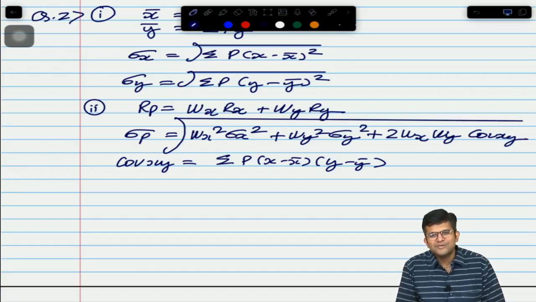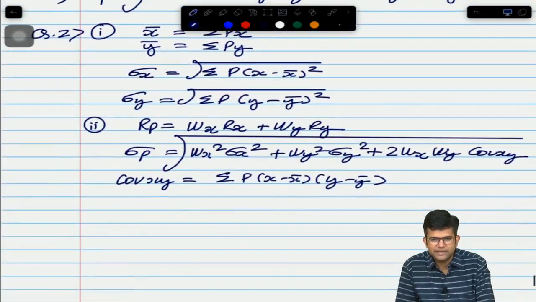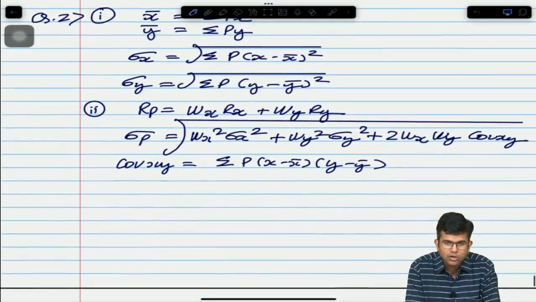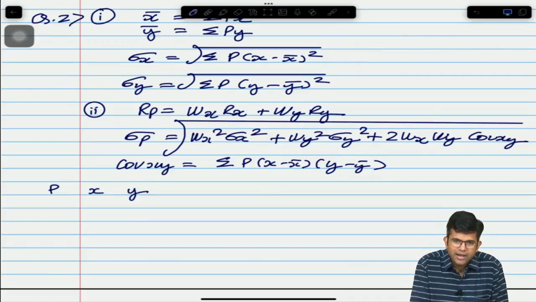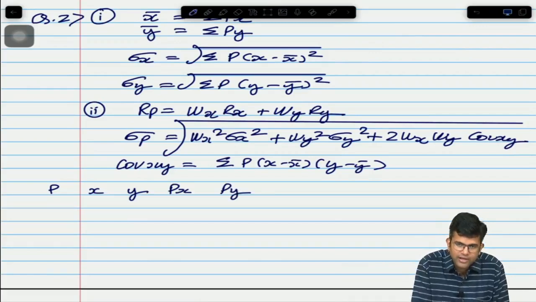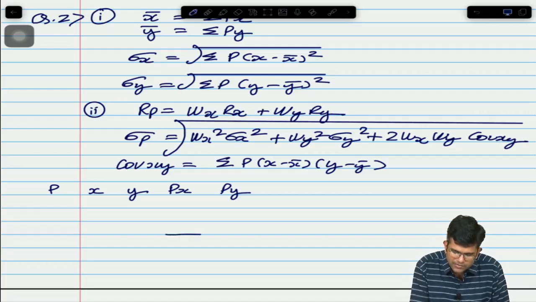Okay, students, is everyone done till here, summation p into x minus x bar? Now you will have written all this down. Tell me what columns you would require. You will require p, x, and y. And I hope you remember you will require px and py for x bar and y bar. Don't do a simple average, it is a weighted average. So this will be your x bar and y bar.